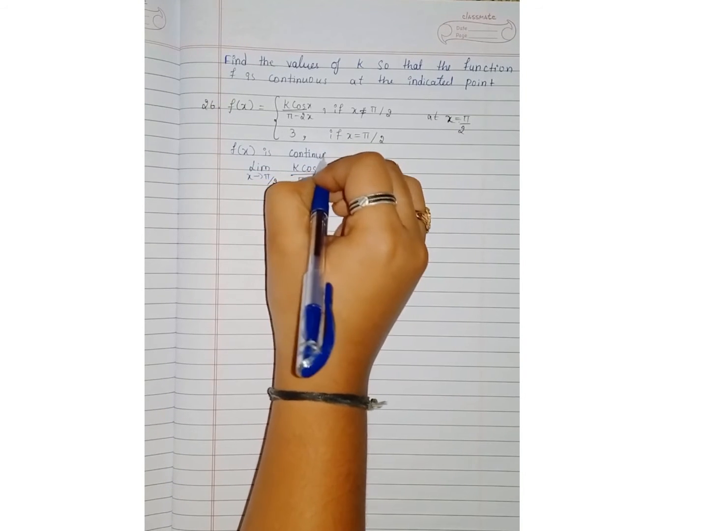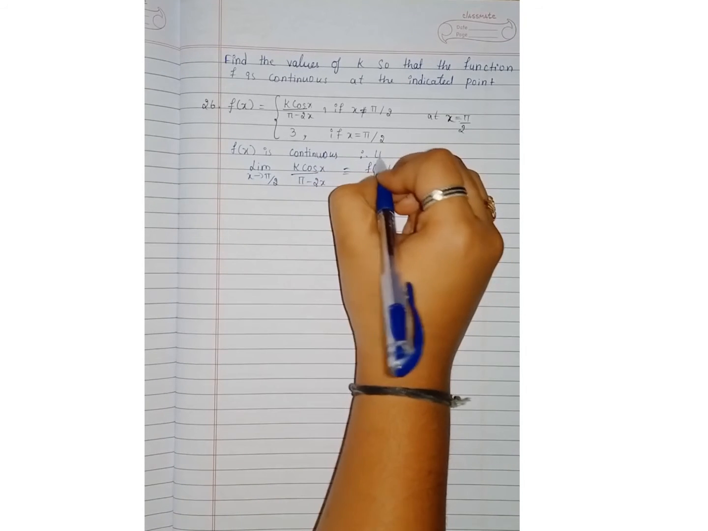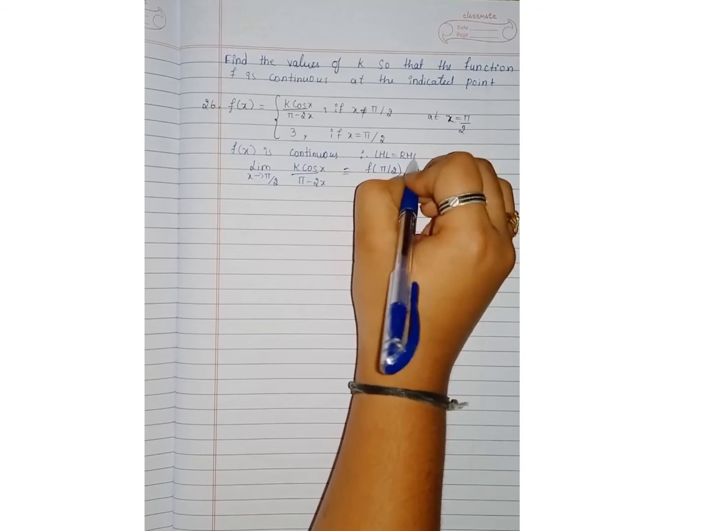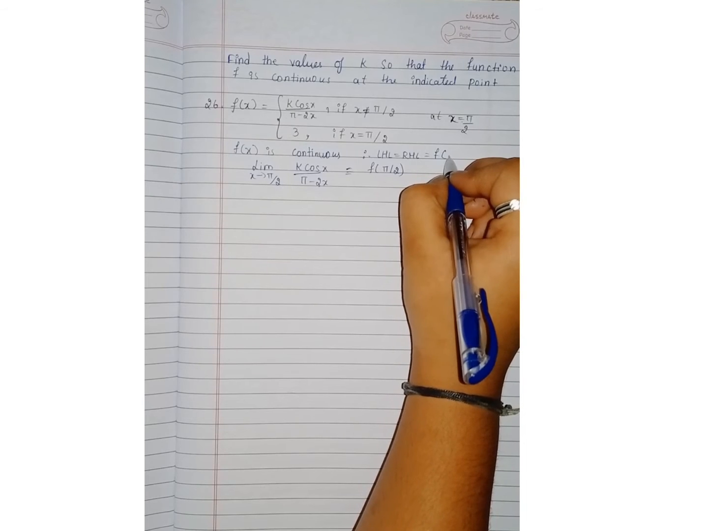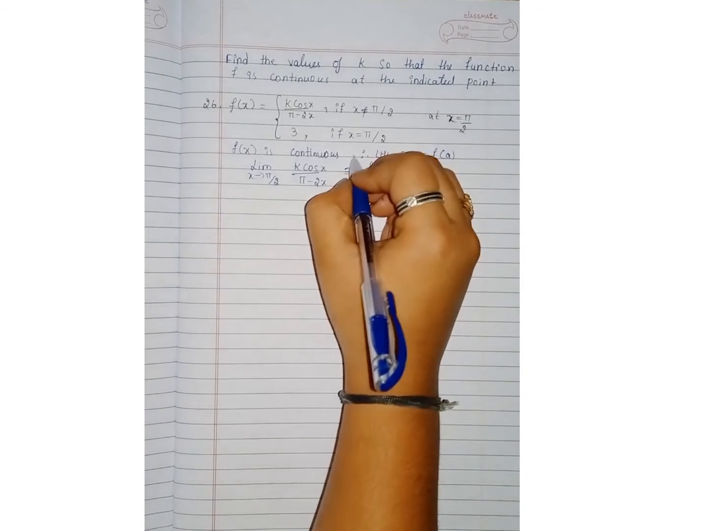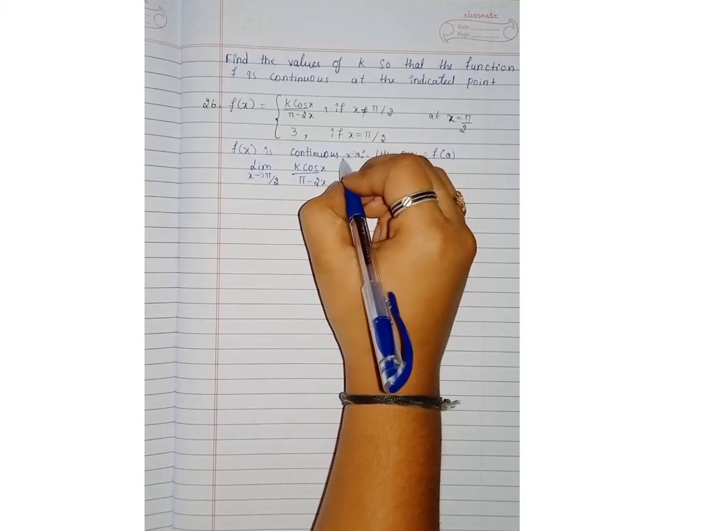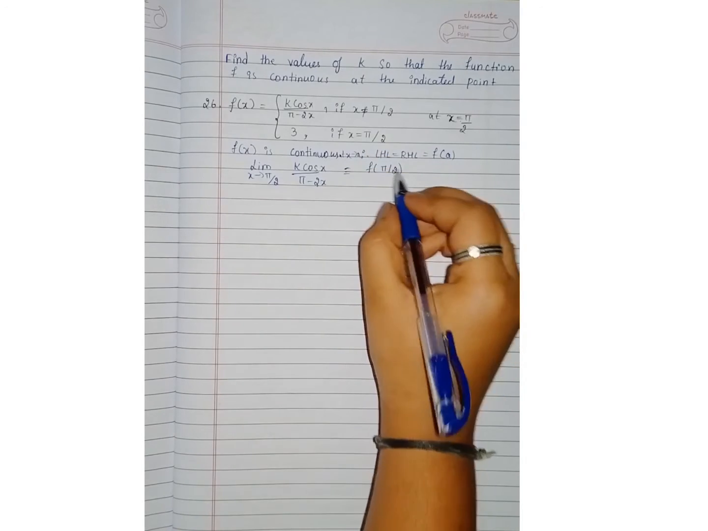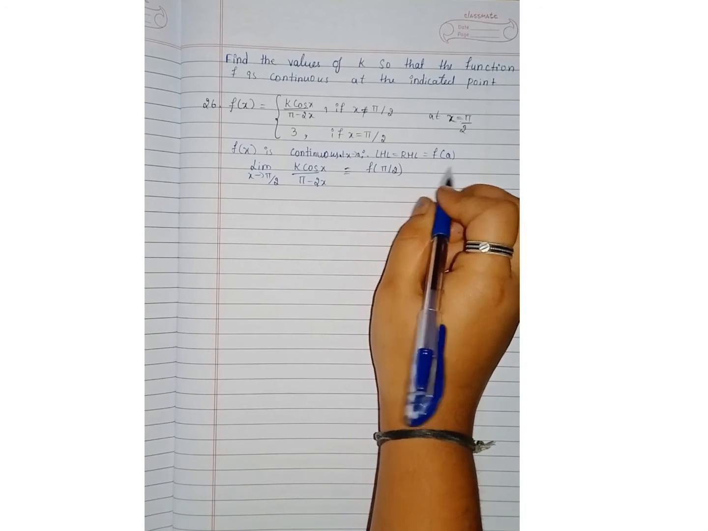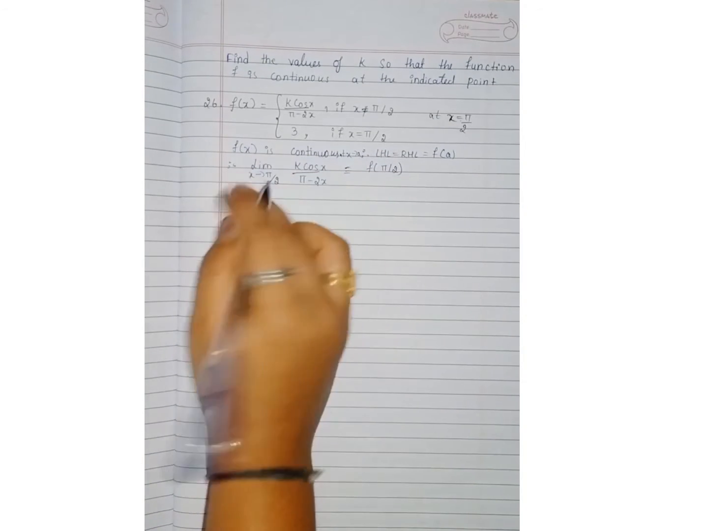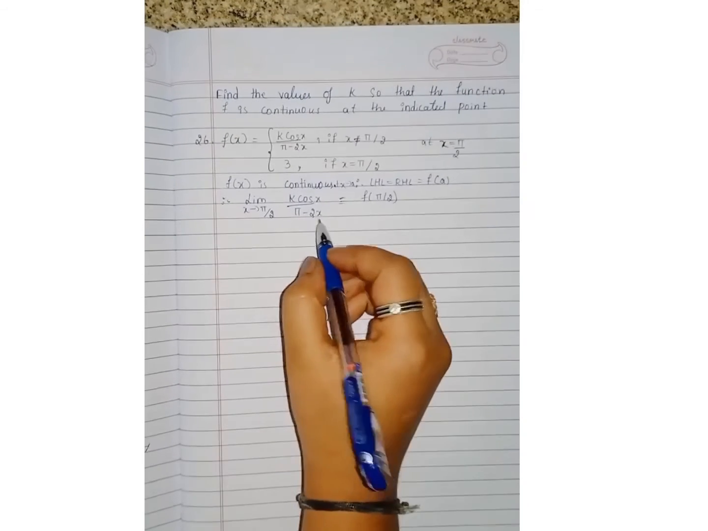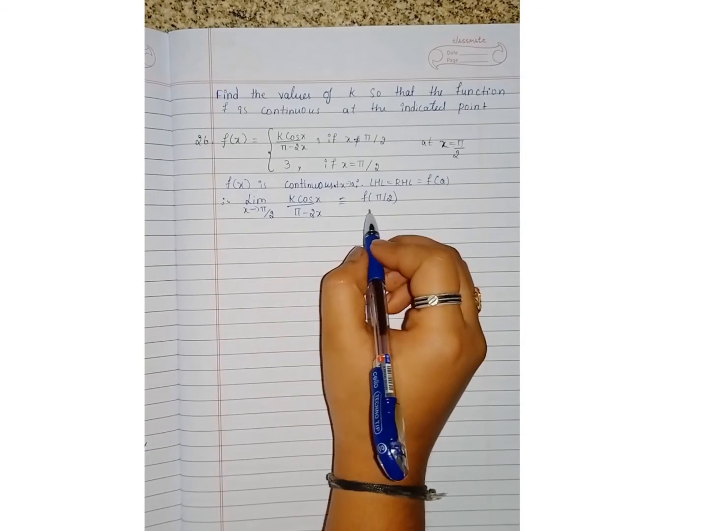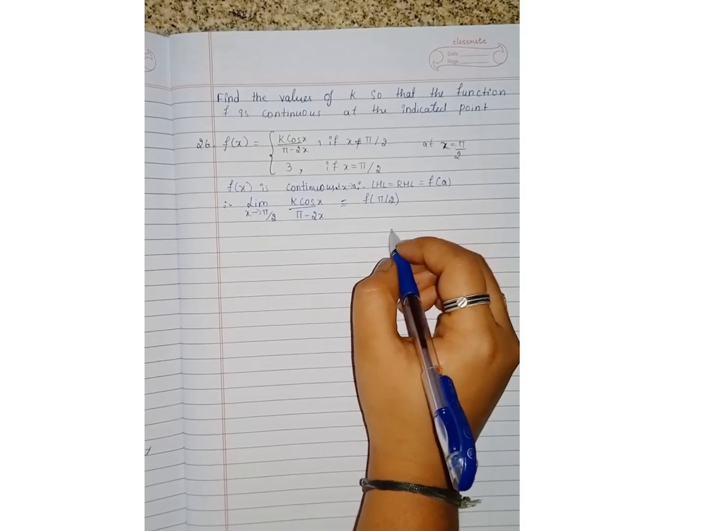The function is continuous. Therefore, the left hand limit is equal to the right hand limit is equal to f of a, where x tends to a. The function is continuous at x tending to a, so the left hand limit is equal to the right hand limit is equal to the function at a. Therefore, we have to write limit x tending to pi by 2 of k cos x by pi minus 2x is equal to f of pi by 2.